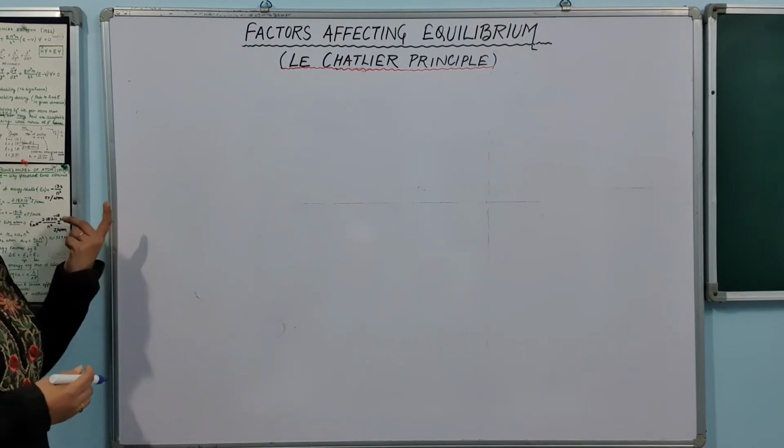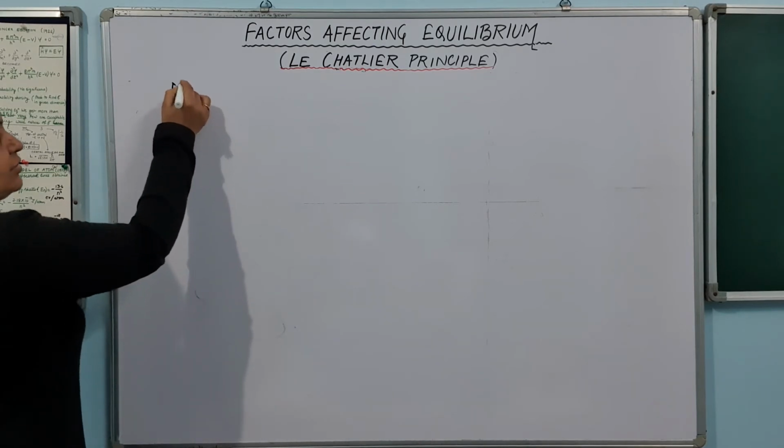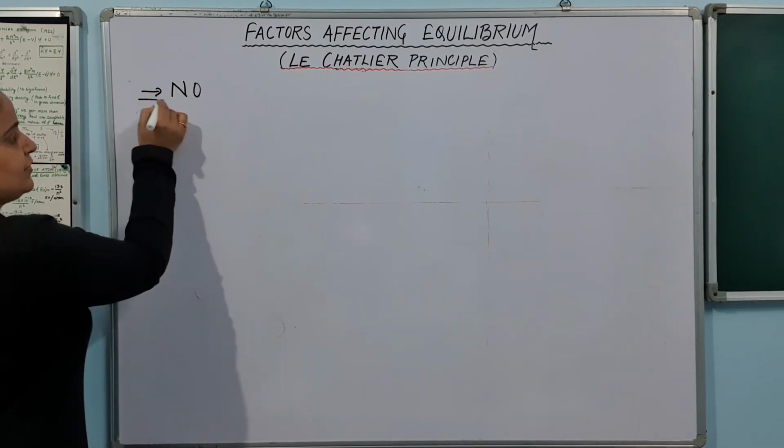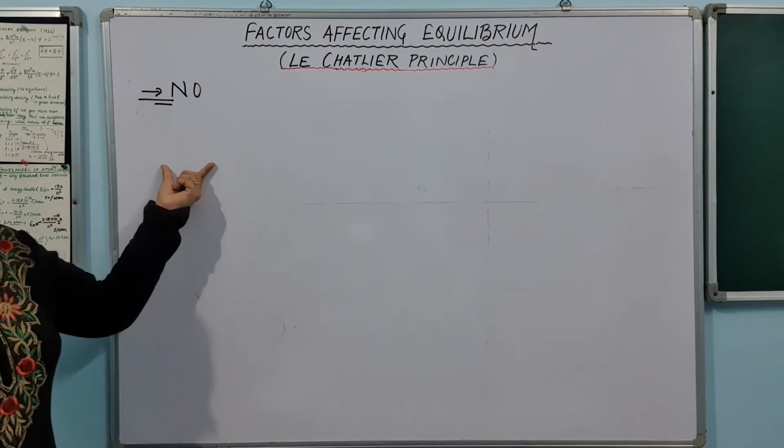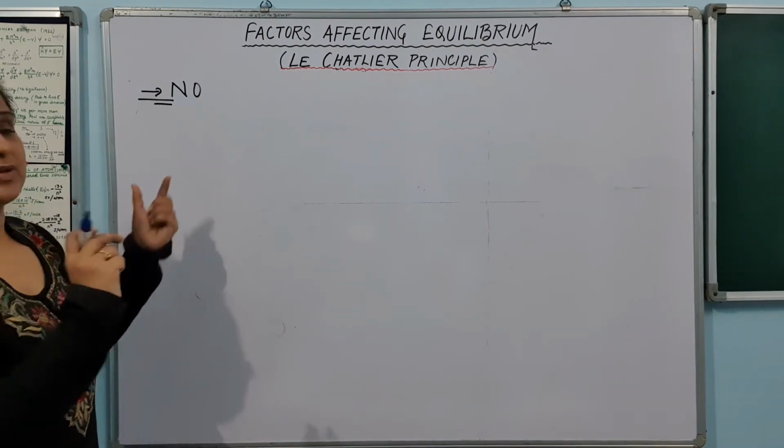For example, first of all I am taking the preparation of nitrogen oxide. The first example is the preparation of nitrogen oxide. This is formed by the Birkeland-Eyde process.